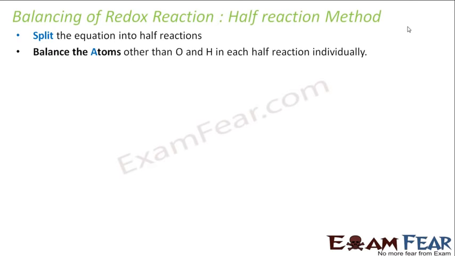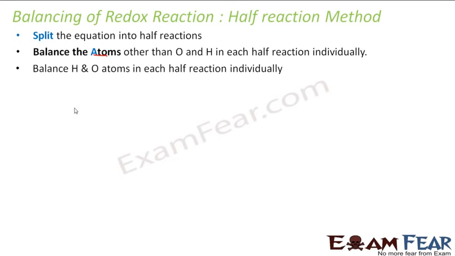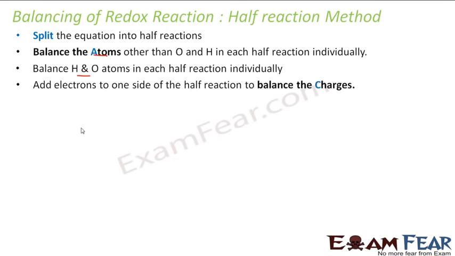Once you are done, you have to balance the atoms other than oxygen and hydrogen, and then you have to balance oxygen and hydrogen also. That means the next step is to balance atoms, and then you have to balance charge. But in atoms, the first priority is given to atoms other than hydrogen and oxygen, and then the priority is given to oxygen and hydrogen.